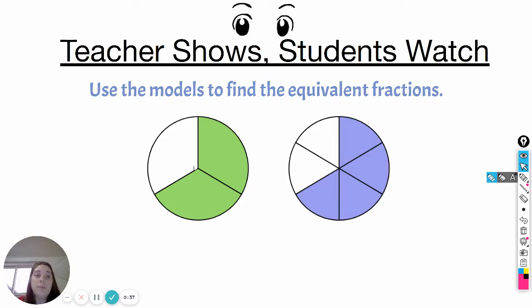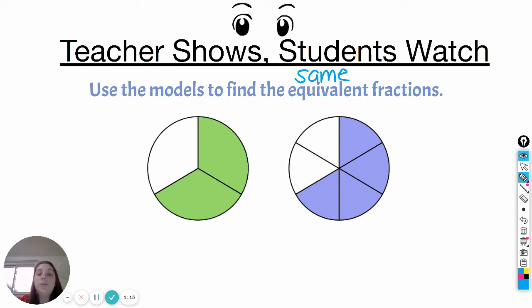First, I'm going to show you an example. It says use the models to find the equivalent fractions. Remember, equivalent means equal or the same as. So we're trying to find fractions that are the same. Today we're practicing this with visual models, but you could also get out your fraction strips and lay them next to each other to compare. So you can use your fraction strips in addition to the models that we're using today.